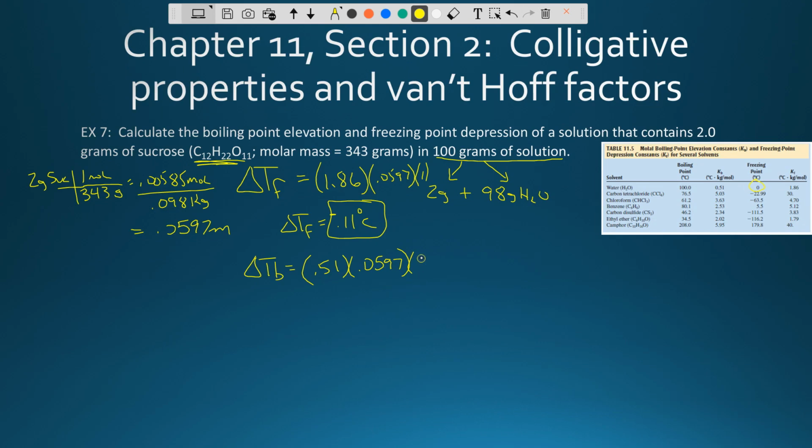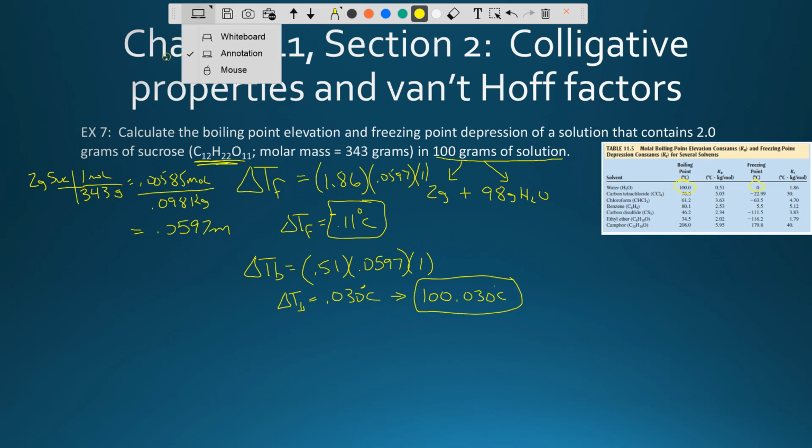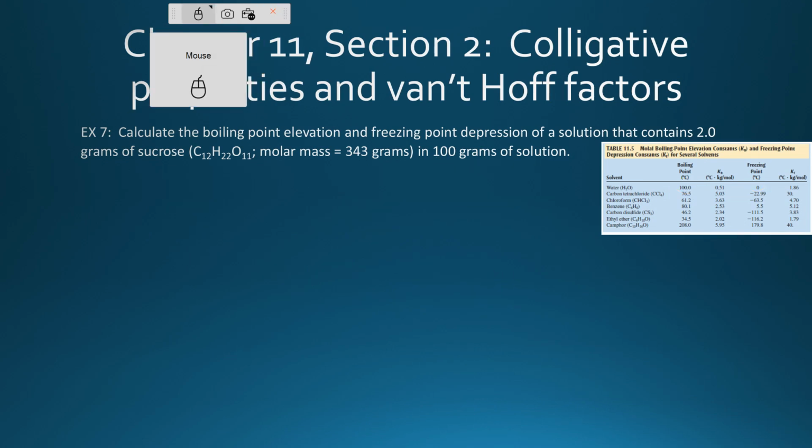And again, it's molecular, so it just acts as one particle. So my change in boiling point ends up being 0.030 degrees Celsius. Now, water typically boils at 100, and so now it's going to be boiling at 100.030 degrees Celsius. Okay, so that's pretty simple. You just take a look at those types of examples and ask that question.